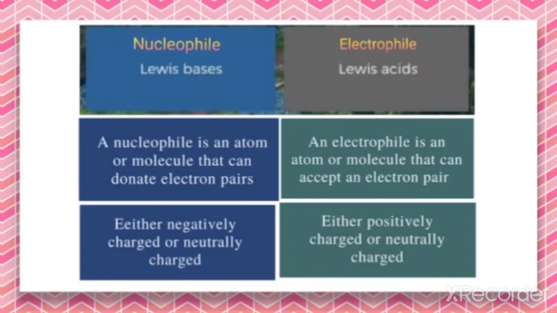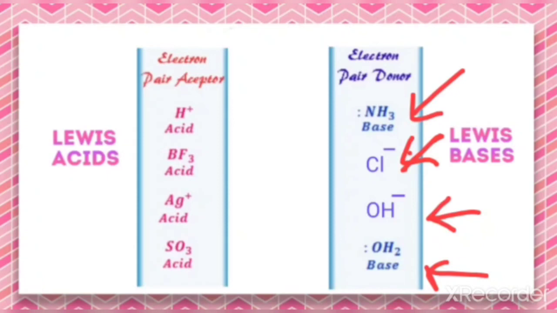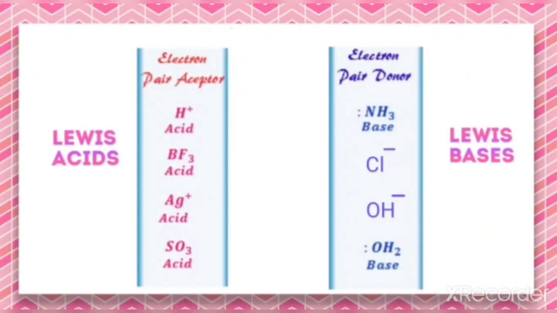Now let us see some examples of Lewis acids, the electron pair acceptors: positively charged H positive, BF3, which is neutral but electron deficient, Ag plus, and SO3. As we have already discussed, Lewis acids are positively charged or electron deficient neutral species. But Lewis bases, the electron pair donors, are usually negatively charged like Cl negative and OH negative, or neutral species having a lone pair, that is water and ammonia. So these are some quite common examples of Lewis acids and Lewis bases.